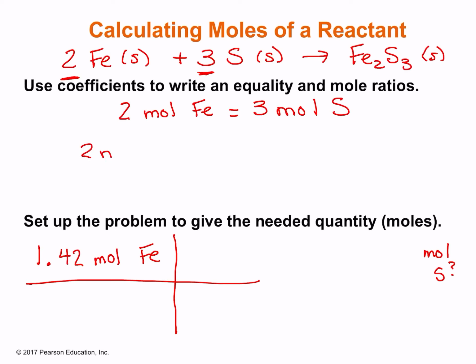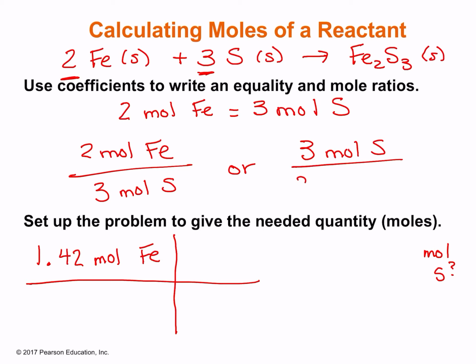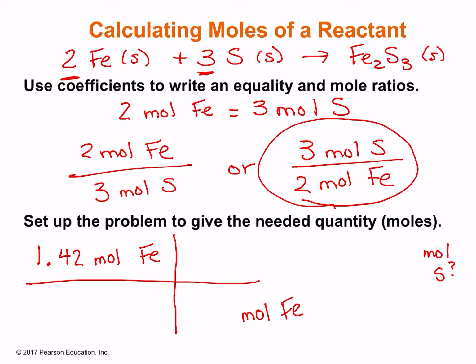So we could put our 2 moles of iron on the top and 3 moles of sulfur on the bottom. Or we can put our 3 moles of sulfur on the top and 2 moles of iron on the bottom. In looking at this, the problem I've written below, we're starting with moles of iron, and moles of iron needs to cancel down and to the right, so down here. So we need moles of iron on the bottom, which means that we will use this option here.